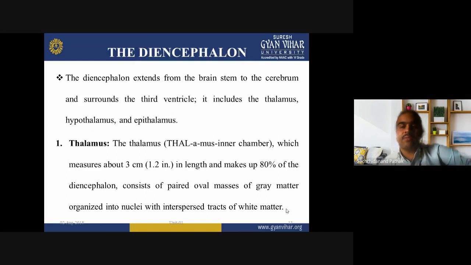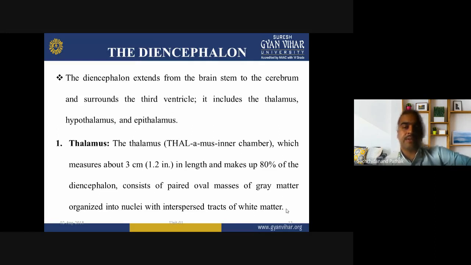Okay, so the diencephalon we will consider in three parts: thalamus होंगे उसमें, hypothalamus होंगे और epithalamus होंगे। और diencephalon extend कहाँ से करेंगे? From the brain stem to the cerebrum, ब्रेन स्टेम से लेकर सेरेब्रम तक ये extend करेंगे, जिसमें thalamus होंगे, hypothalamus होंगे और epithalamus होंगे। Thalamus क्या करेंगे?